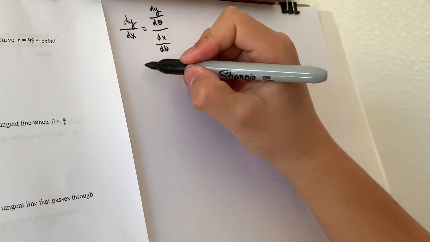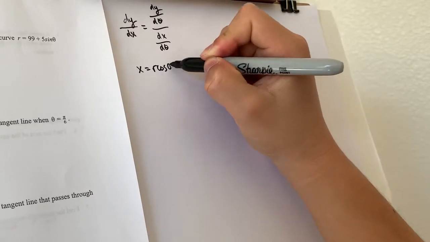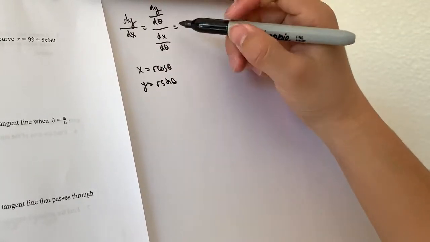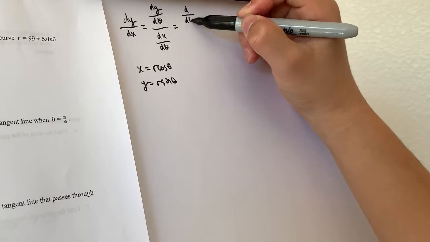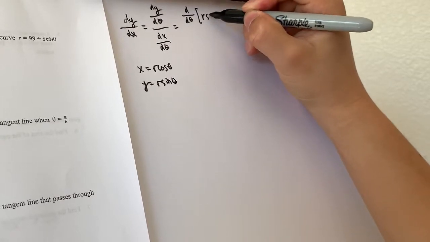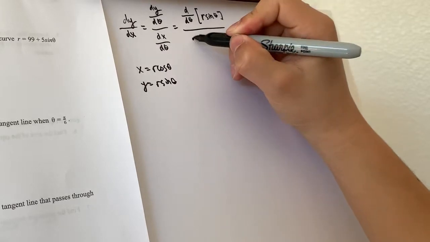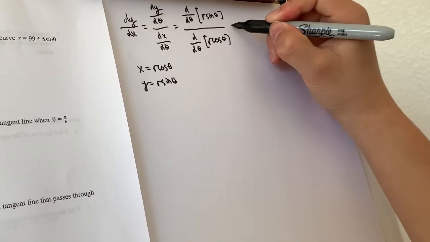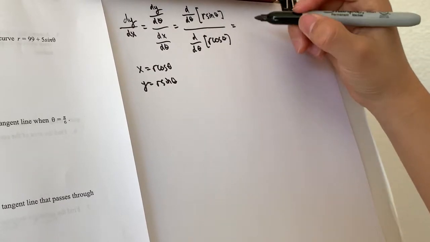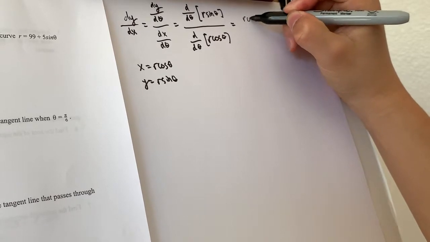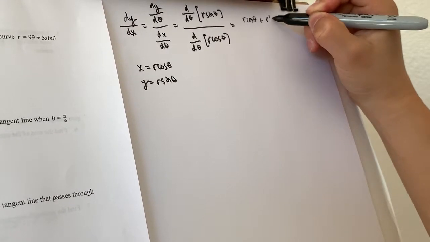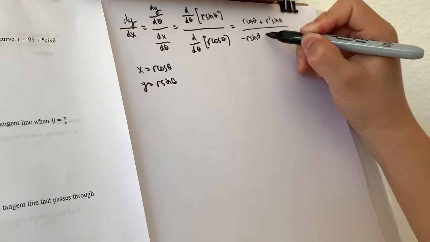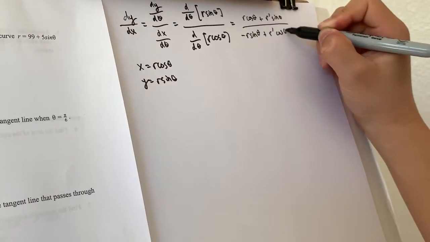Now remember our two formulas, x equals r cosine theta and y equals r sine theta. So using this, we can get d/d theta of r sine theta over d/d theta of r cosine theta. Now by chain rule, we get the formula for the slope dy/dx, which is r cosine theta plus r prime sine theta over negative r sine theta plus r prime cosine theta.